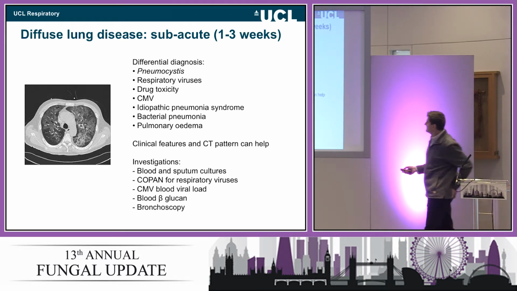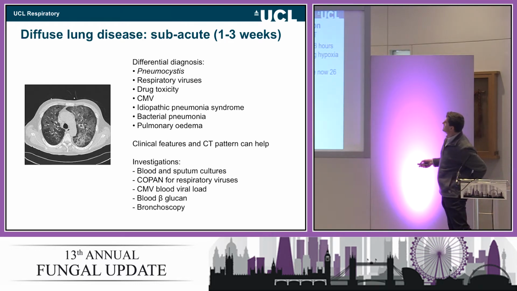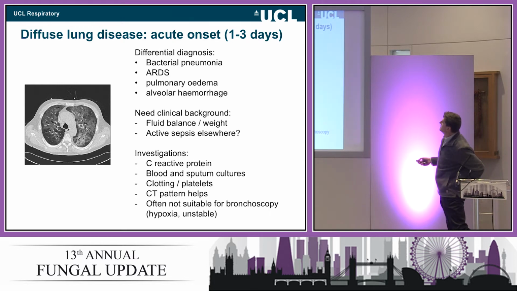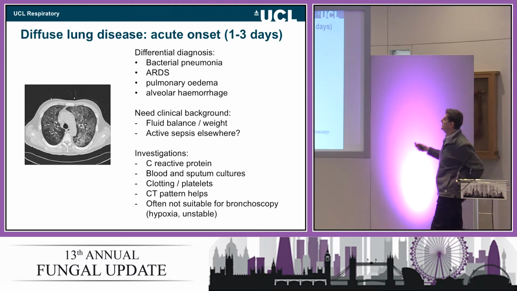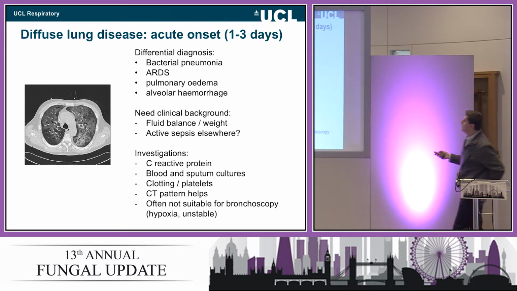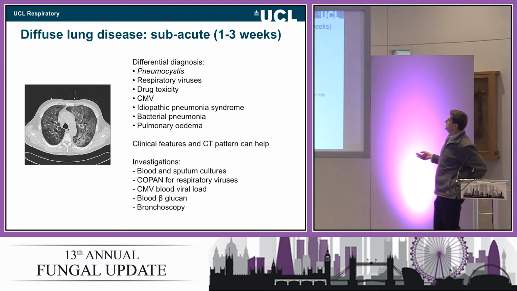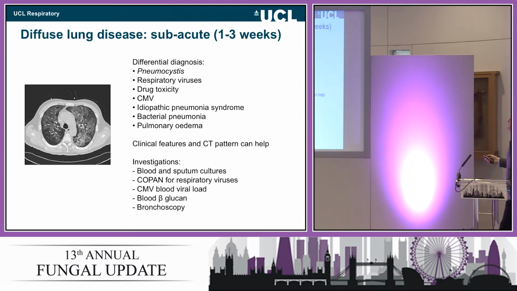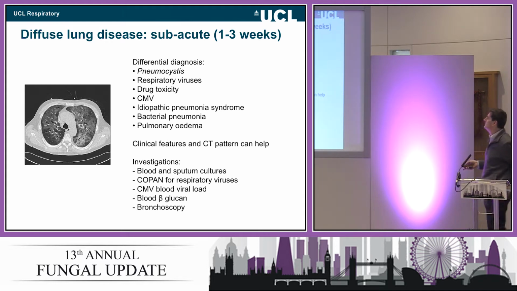So that's pretty much it. The acute situation is likely to be alveolar hemorrhage, pulmonary edema, ARDS, or bacterial pneumonia, with alveolar hemorrhage and engraftment syndrome and all these rare things less likely. And they don't require quite so much investigation, and because of this hypoxia issue and the bronchoscopy timing, it's hard to get investigations done. The subacute is more likely to be pneumocystis, respiratory viruses, drug toxicity, maybe CMV, the idiopathic pneumonia syndrome, still could be pulmonary edema, etc., but it's not going to be ARDS by definition.